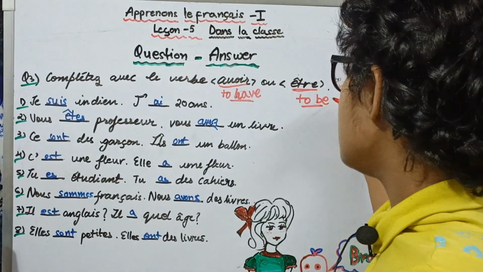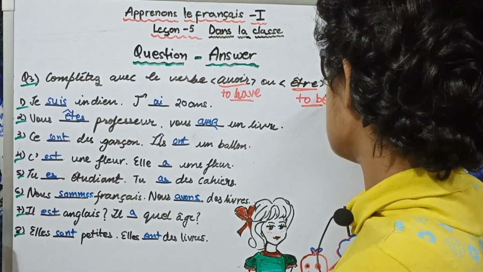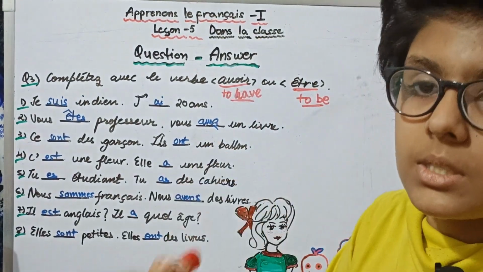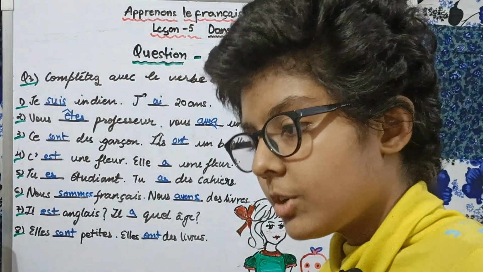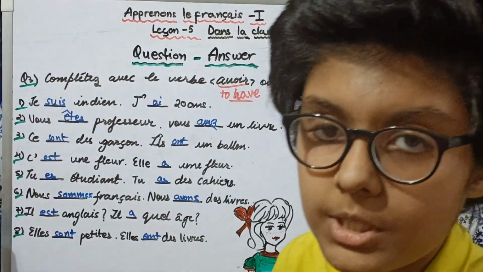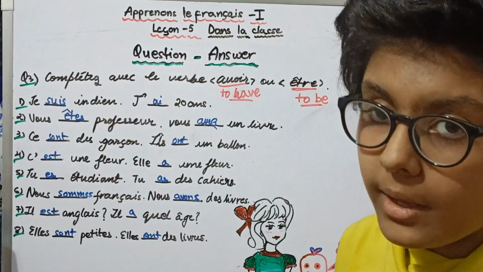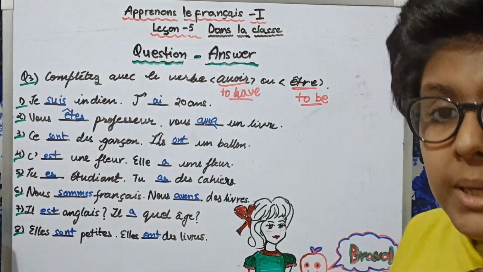Now if we look at the verb être, it means to be. So here to be means that person is being something, either in the first person, second person, or third person. For example, I am. So I am being something. I am Indian. So I am being Indian.